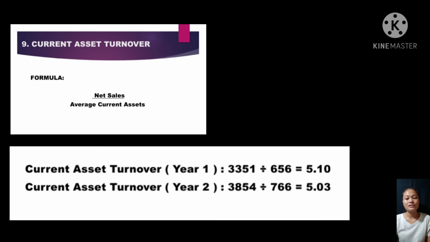Year 2 witnessed a slight increase of the firm's current asset turnover ratio from 5.10 to 5.3 compared to year 1. This indicates a slight change in the firm's ability to generate sales through its current assets, such as cash, inventory, accounts receivable, etc. In other words, in year 1, the firm generated 5.10 in sales for every current asset dollar. In year 2, it started generating 5.3 times as much sales as its current assets.